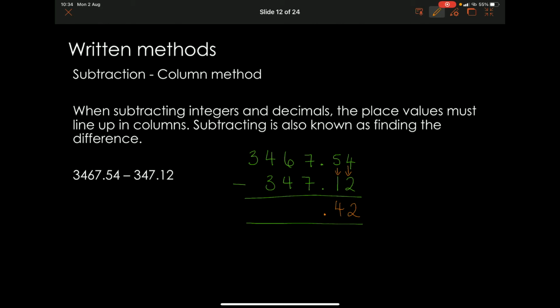Okay, and then we can move on to 7 take away 7. 7 take away 7 is 0. 6 take away 4 is 2. 4 take away 3 is 1. And 3 take away nothing is 3. So your final answer will be 3,120.42.